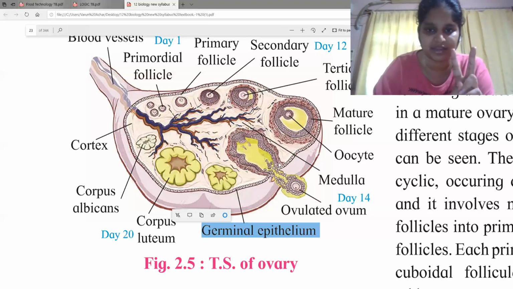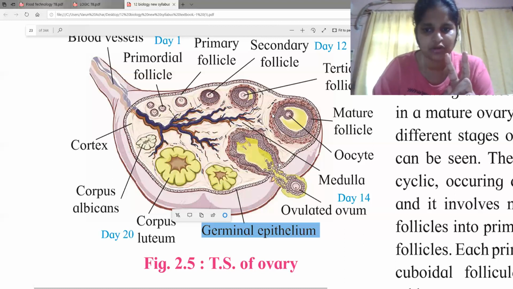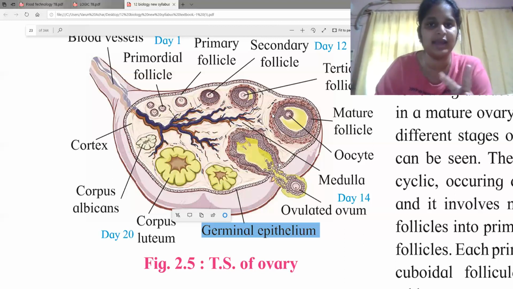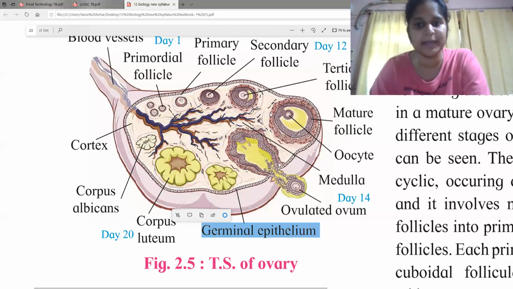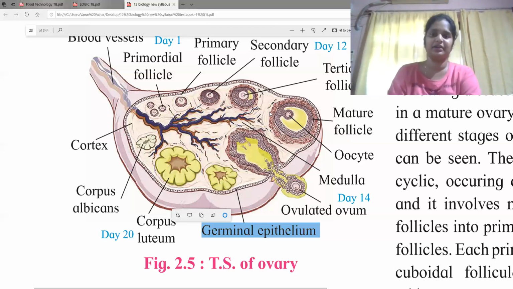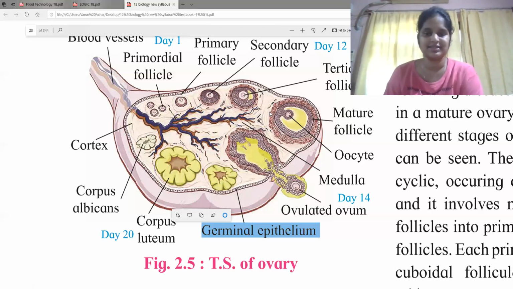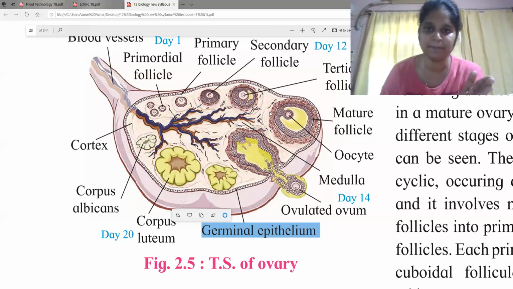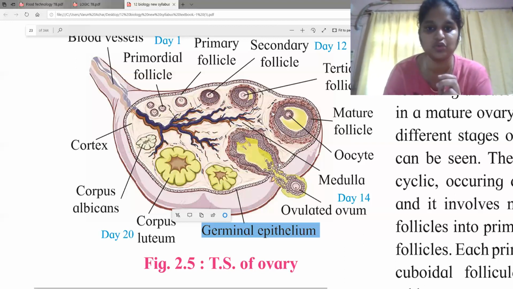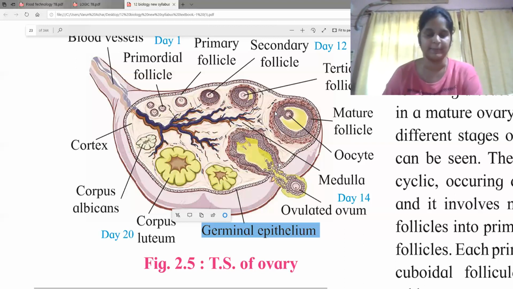There will be two layers of theca: the outermost layer will be called the external theca, and the inner layer will be called the internal theca. You can see that over here in the mature follicle. The mature follicle is also called the Graafian follicle. Since theca is Latin, external and internal will also be in Latin, so we will call them Theca Externa and Theca Interna. These are the two layers around the mature follicle.